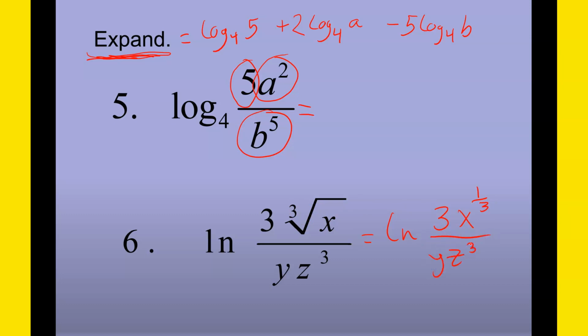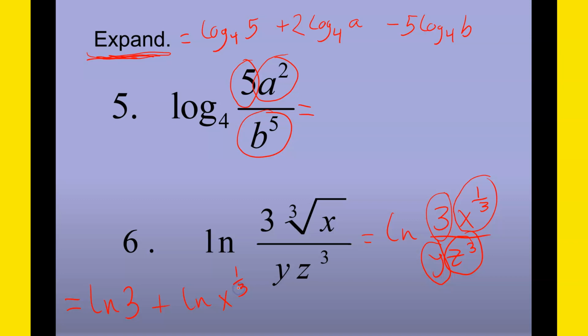And now I'm going to rewrite it with its own log. So it's going to be each one of those things, 3 x to 1/3, the y, and z cubed. They're all going to have their own separate ln. Anything in the numerator is going to be added. Anything in the denominator is going to be subtracted. So ln 3 plus ln x to the 1/3.